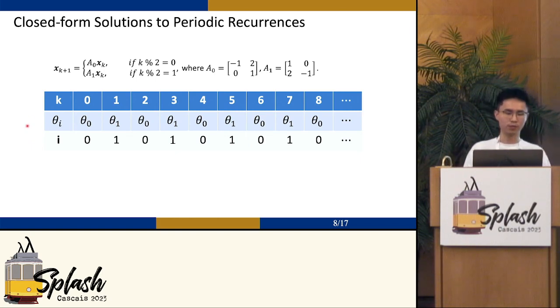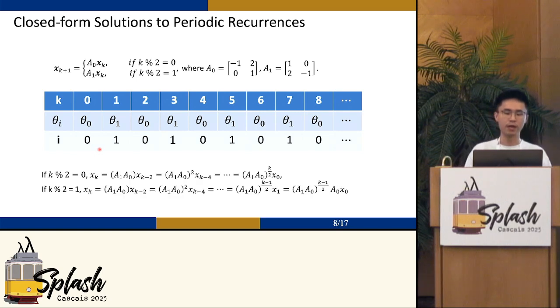From the table, we can see the index sequence in the last row is actually periodic because it contains 0, 1, 0, 1, 0, 1. So the effect of this recurrence can be summarized in every 2 iterations. That is, if k is an even number, then s_k should be equal to this term. Otherwise, it should be equal to this last term. So what we need to do next is to compute this matrix power symbolically.